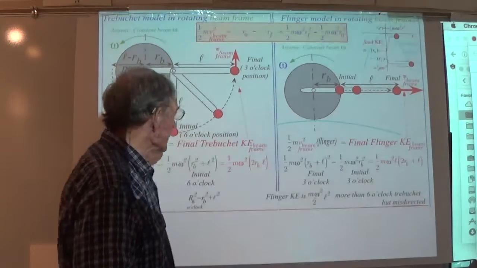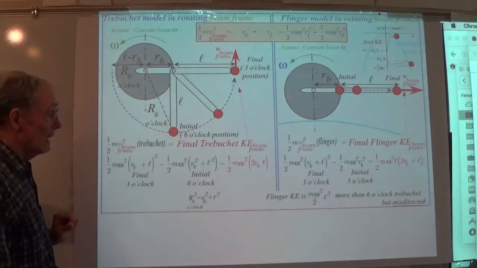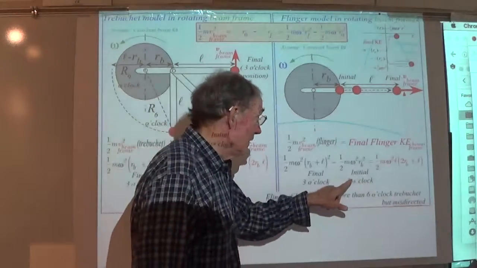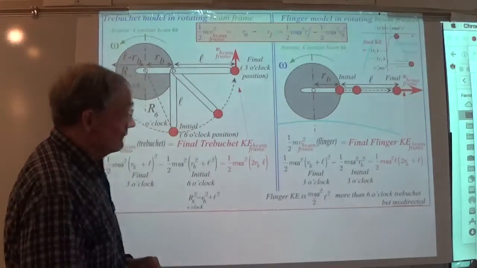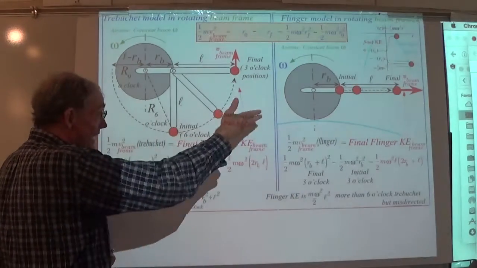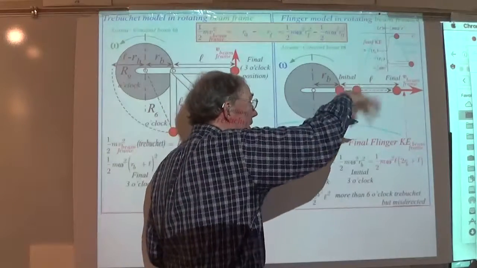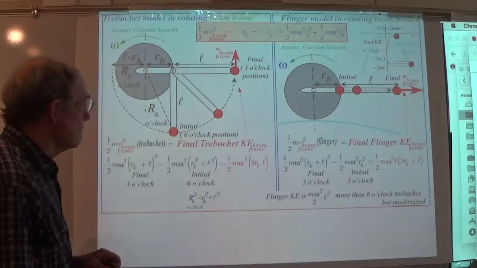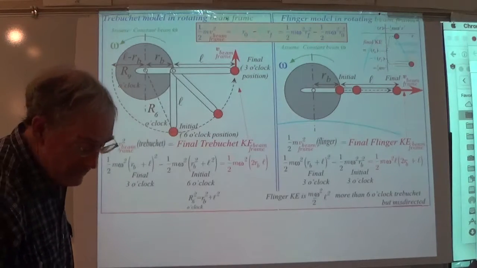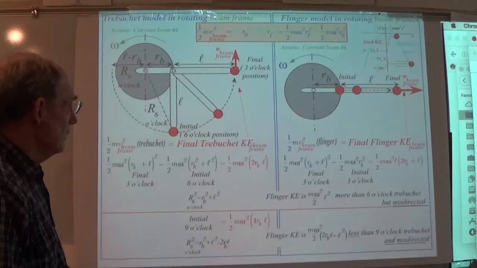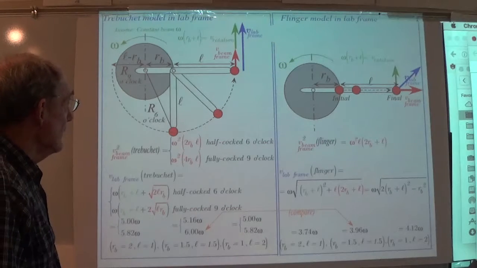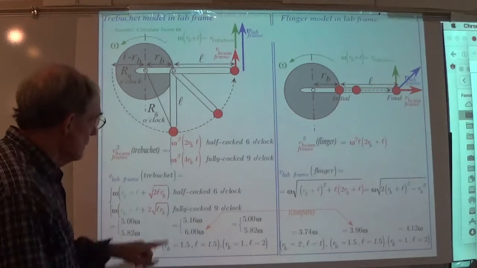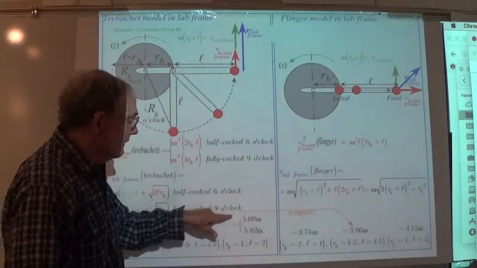So again, final at 3 o'clock, final at 3 o'clock, initial at 6 o'clock, initial here at basically 3 o'clock. I mean, it doesn't have a clock because it doesn't have a winger, all right? It just starts there. Whereas this one starts here at 6 o'clock, okay? And the numbers for that are, well, they're here. And in fact, here's the fully cocked 9 o'clock one. But the half-cocked 6 o'clock one are these numbers right here.